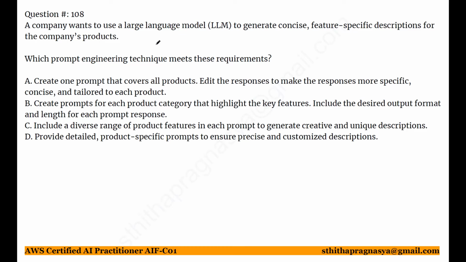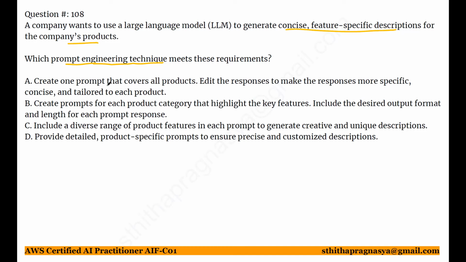The question asks for the best prompt engineering technique. You see, right? Prompt engineering technique. I think this is the fourth question on this topic. To generate concise and feature specific descriptions for company's products using an LLM.